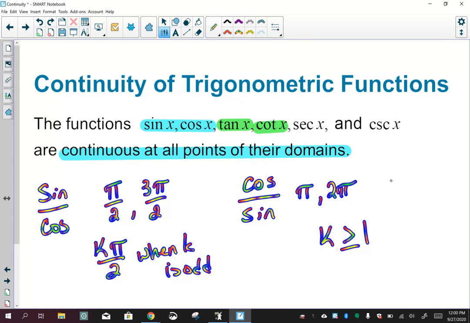And that's going to be k pi. Sounds like a pop group.